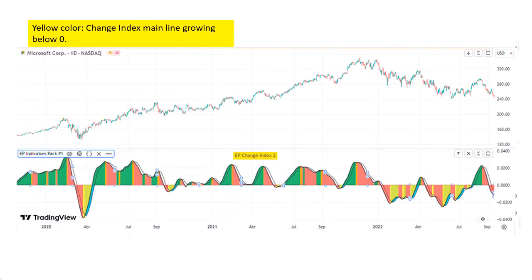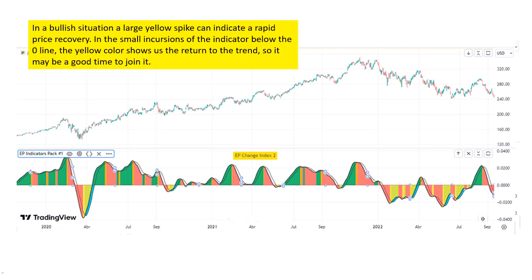Yellow color, Change Index main line growing below zero. In a bullish situation, a large yellow spike can indicate a rapid price recovery. In the small incursions of the indicator below the zero line, the yellow color shows us the return to the trend, so it may be a good time to join it.